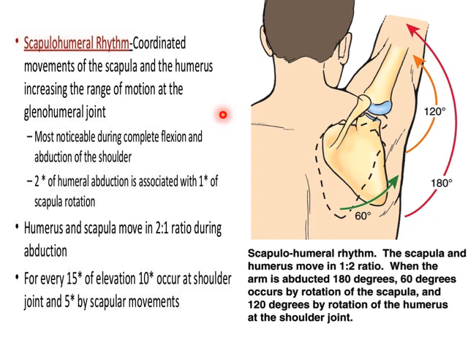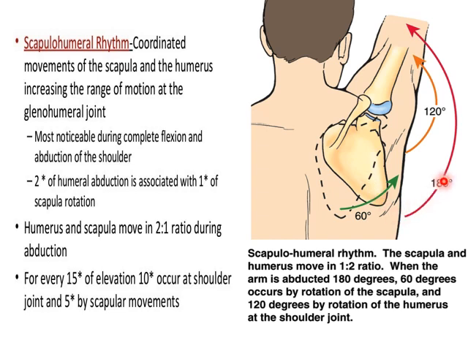It is always in the ratio of 1:2, where the scapula moves about 1 degree and the humerus moves about 2 degrees, or 1 degree movement of scapula is contributed by 2 degrees of movements of the humerus. So 2 degrees of humeral abduction is associated with 1 degree of scapular rotation.